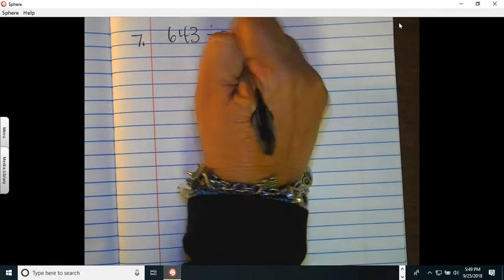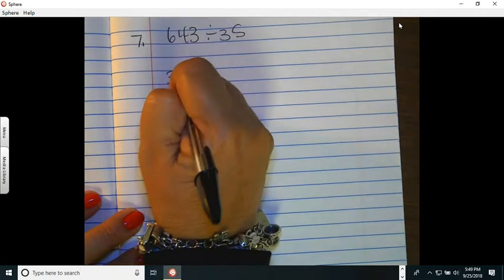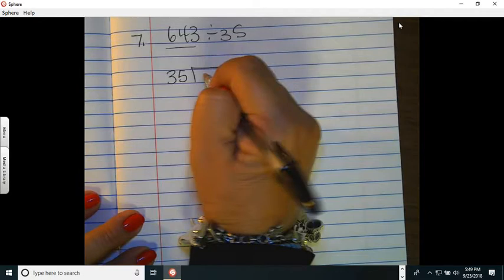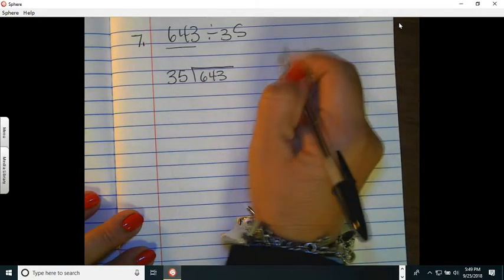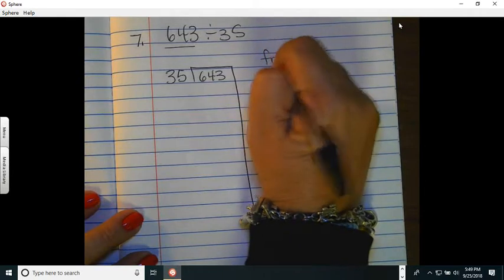Page number 7. My problem is 643 divided by 35. Again, my divisor is 35 because that's a part. The total amount that I have is 643, which is my dividend. I'm going to draw my line down. My friendly numbers.